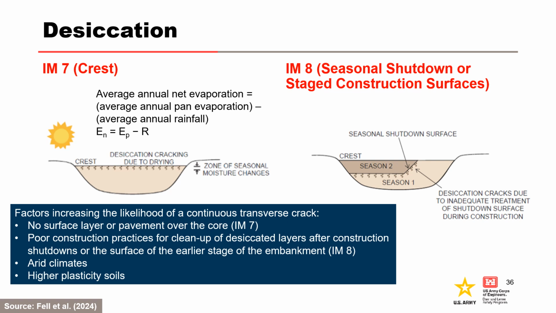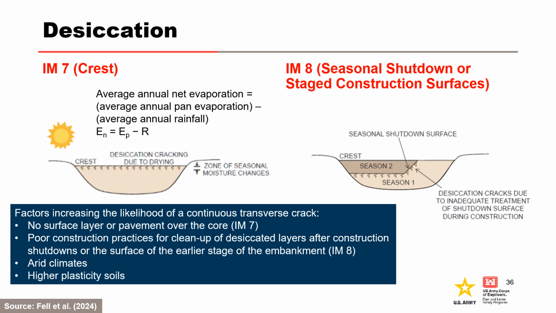For IM7, desiccation cracking is a natural process that occurs when soil dries out and cracks form on the surface and throughout the soil layer. Desiccation cracking is seldom present beneath sealed and gravel roads because drying of the core below the pavement is inhibited, or in many cases prevented. Desiccation cracking may also occur on seasonal shutdown or stage construction surfaces, IM8, if good construction practices were not followed, and in soil exposed to drying during construction, particularly if it is compacted very wet.